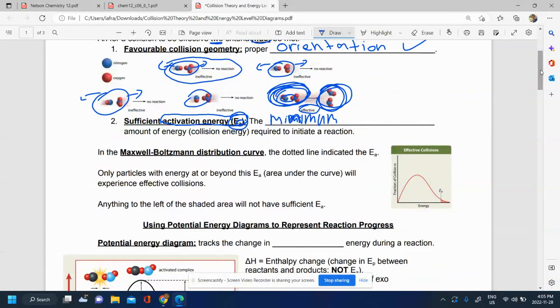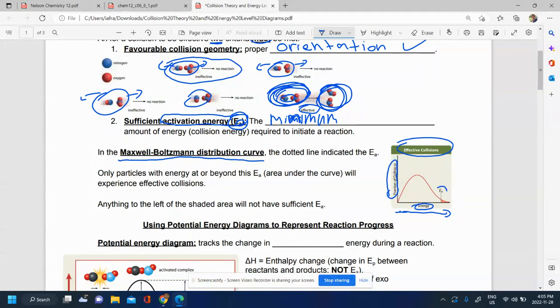So let's take a look at a bit more of the concept of activation energy. Over here we have a graph. This graph here is called a Maxwell-Boltzmann distribution curve. And what it shows you is the energy content increasing towards the right side, and then the fraction of collisions.